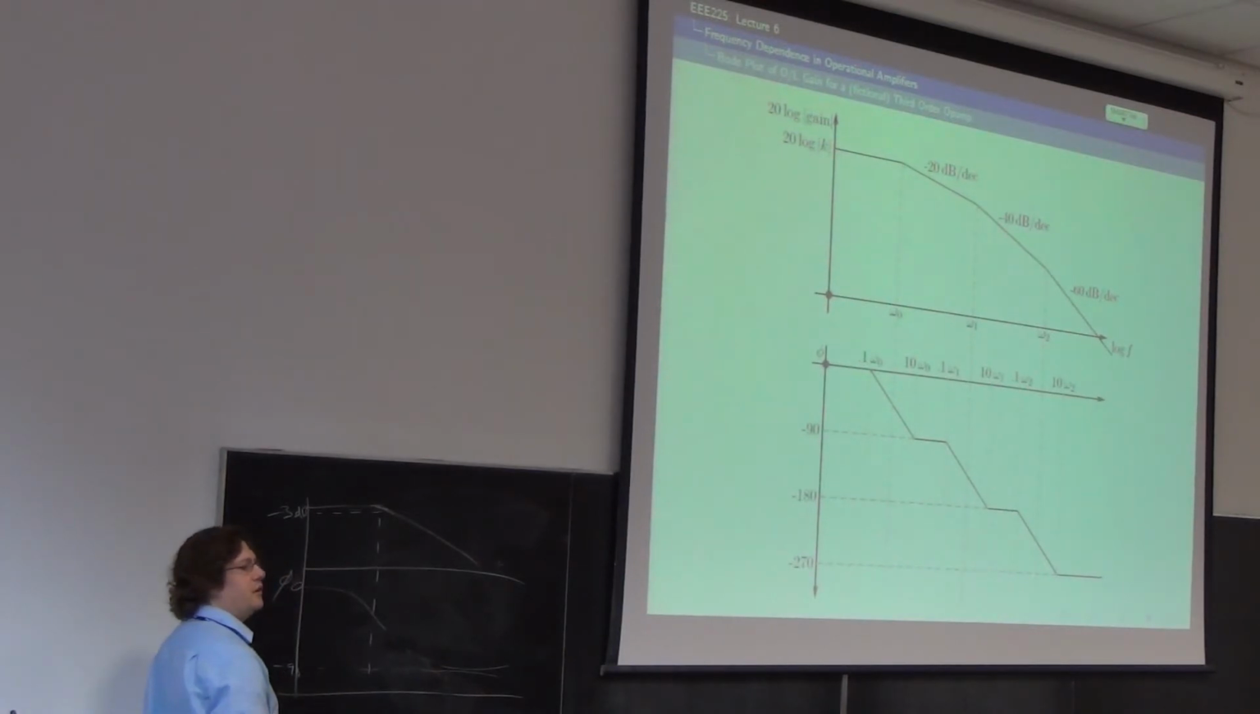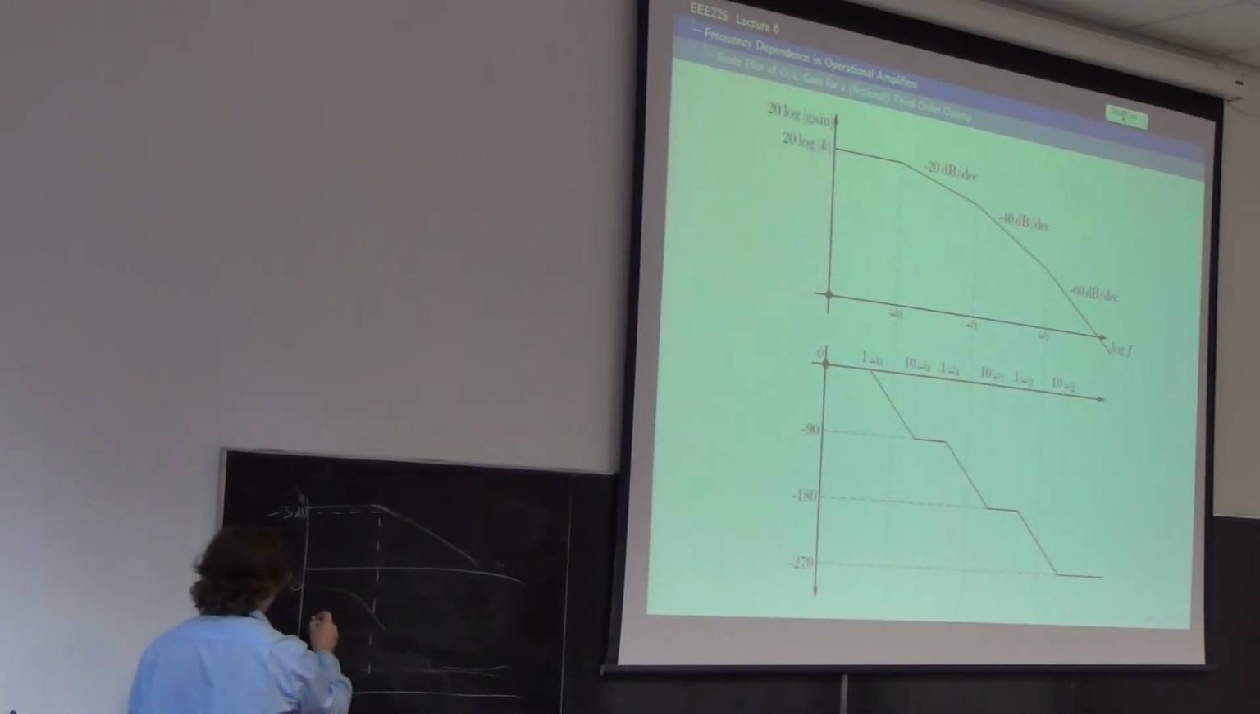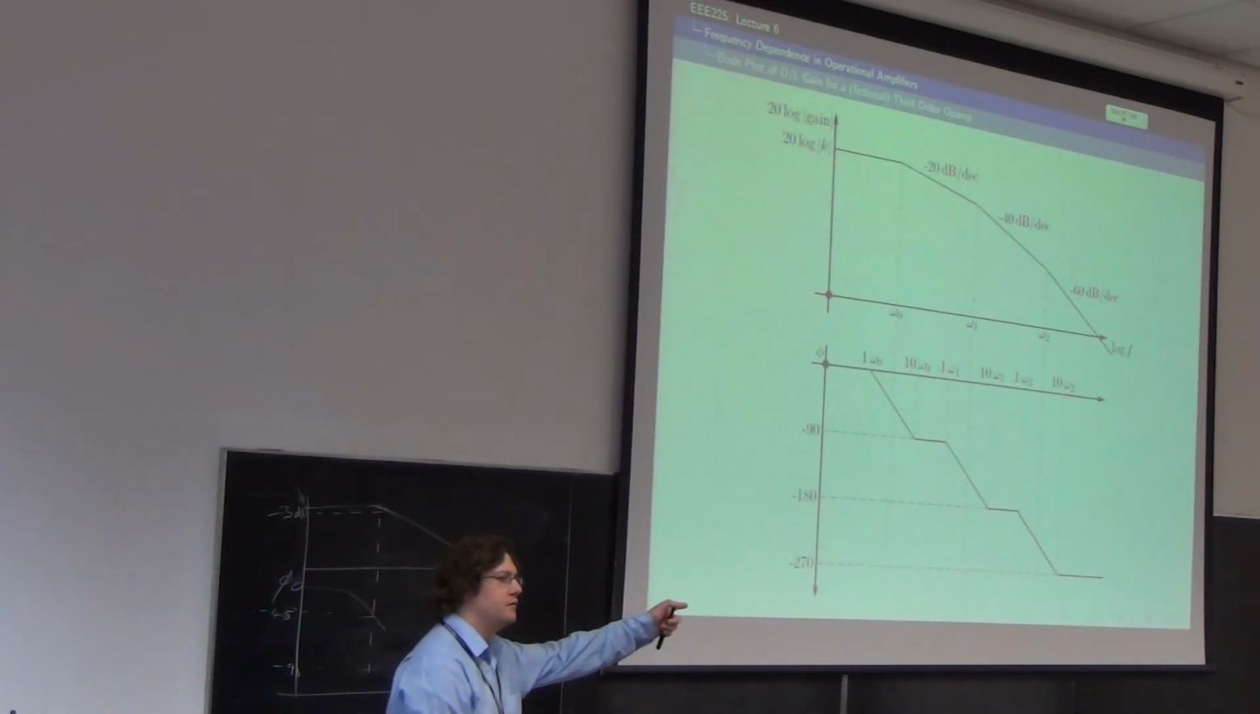Should look something like that. We have some cut-off frequency at which there will be 3 dB less voltage than there is at low frequencies, and at that cut-off frequency we'll have minus 45 degrees of phase shift. This is what our op-amp's heading towards. So it will look like that system.